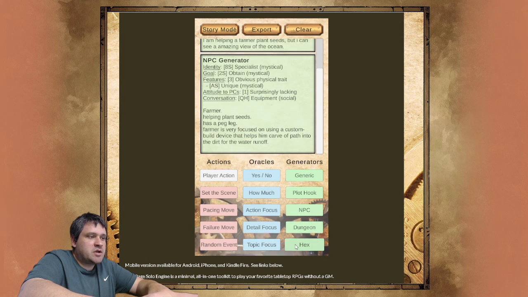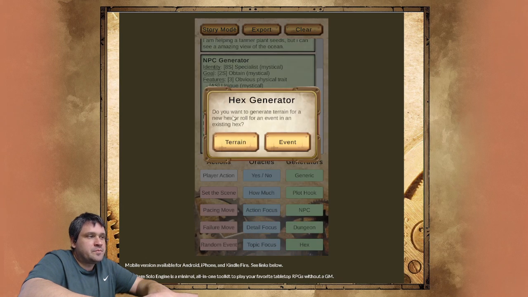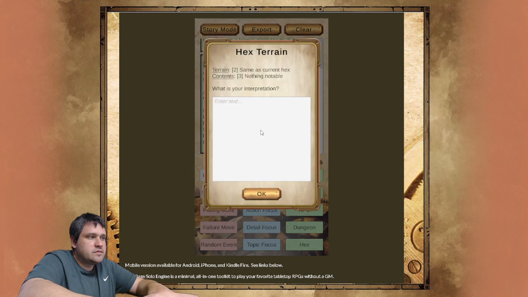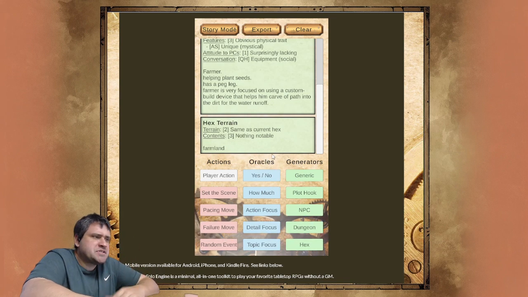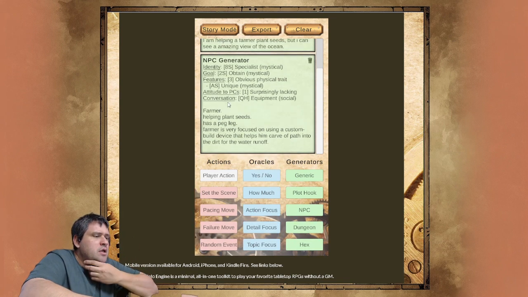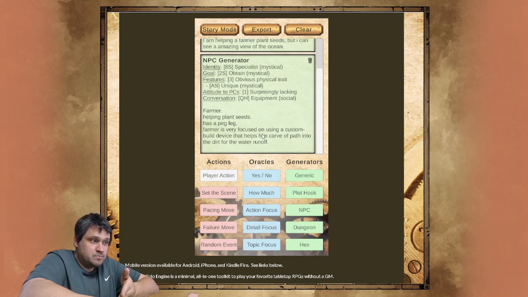And then we're not in a dungeon, we're not in a hex. The hex would be a farm. Same as current hex, nothing notable. Farmland. That probably would have been the first thing if we were working on the hex. So I'll remove that. So nothing really extraordinary happening. We're just enjoying the weather outside. We can ask how the weather is going to be. I'm assuming if we're outside working, it's not raining.